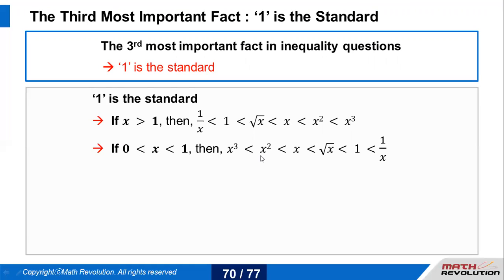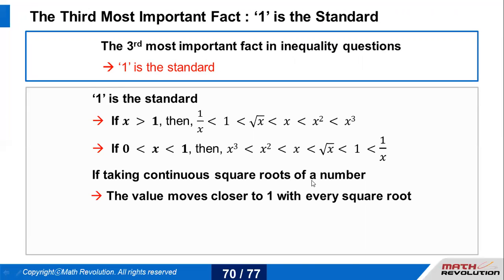X cube would be less than x square, less than x, less than square root x, less than 1, less than 1 over x. So 0.9 is less than square root of 0.9, which is less than 1, which is less than square root of 2, which is less than 2.